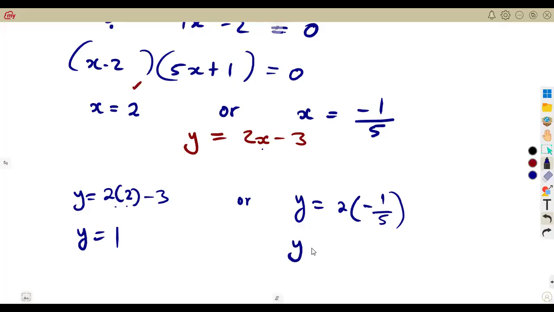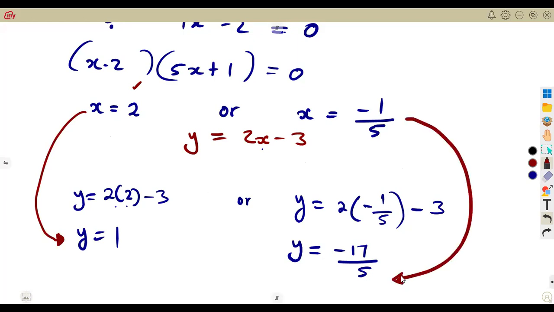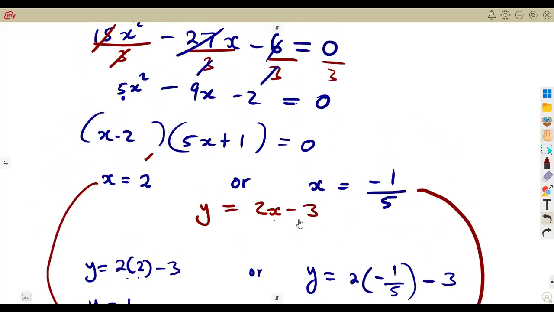So working with this one, you are going to obtain, there's a minus 3 there, 2x, minus 3 there. So this is going to give us negative 17 over 5. So these are the possible values. When x is 2, y is equal to 1. That is what it means. When x is minus 1 over 5, y is equal to what? Minus 17 over 5. So with these solutions, we are done, guys.